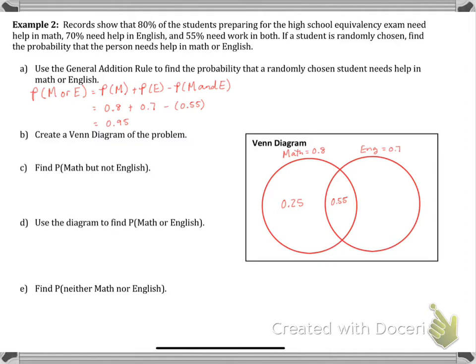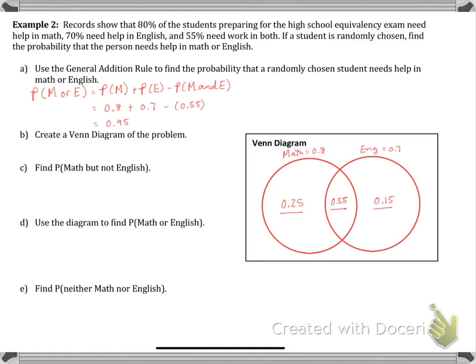We'll do the same thing with English. If we take 0.7 minus 0.55, we get 0.15, which means that this 0.15 is the percent of students, or the probability that a student only needs help in English. And the 0.25 is the probability that a student only needs help in math. Again, 0.55 is the probability that they need help in both. So we've created the Venn diagram.